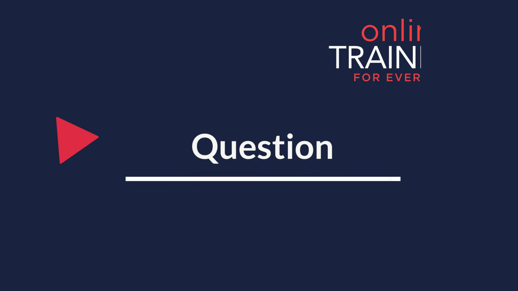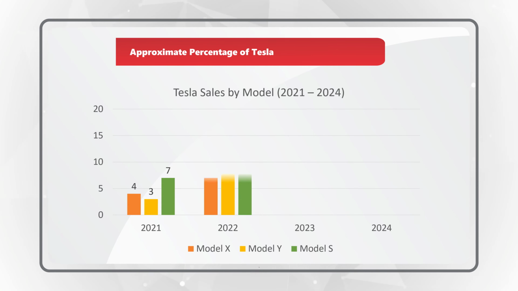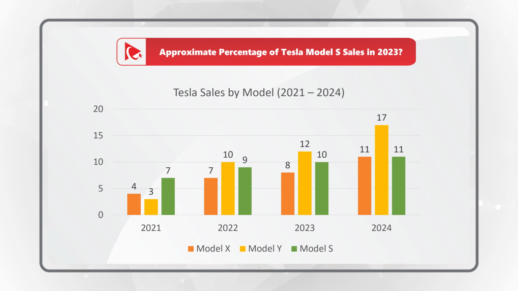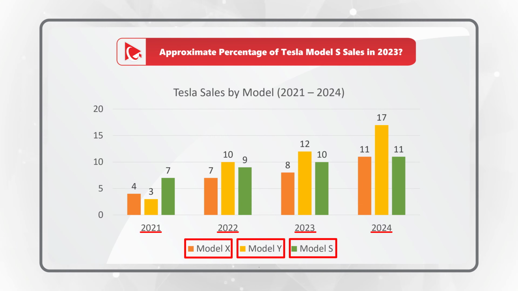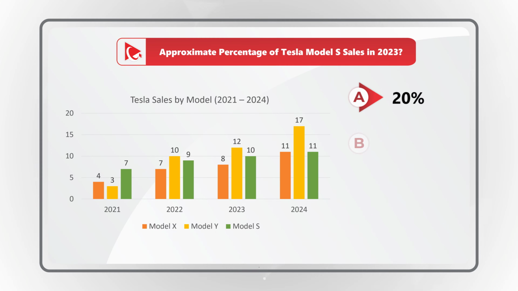Here's a very interesting question where you need to calculate percentage of Tesla Model S sales in 2023. You're presented with the bar chart, which shows sales for the periods of 2021, 2022, 2023, and 2024. And each section has sales for Model X, Model Y, and Model S. Based on the information presented, you need to determine which number is correct out of 4 different choices. Choice A, 20%, choice B, 27%, choice C, 33%, and then choice D, 40%.